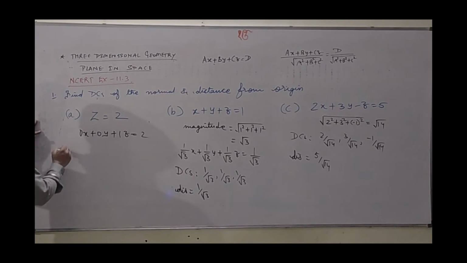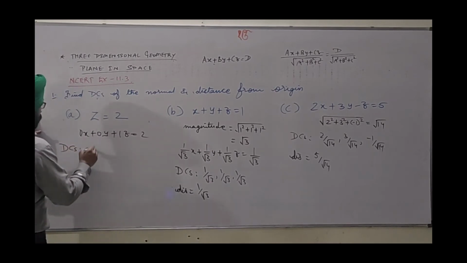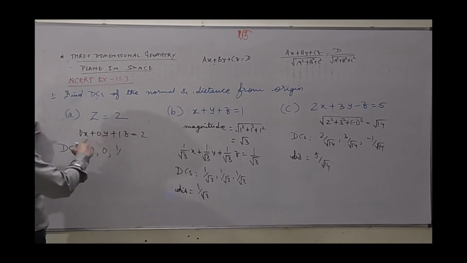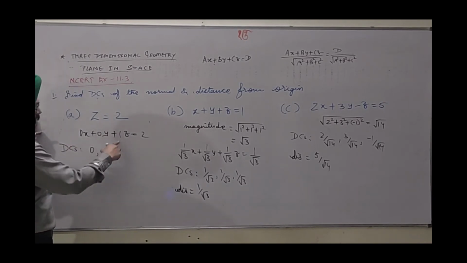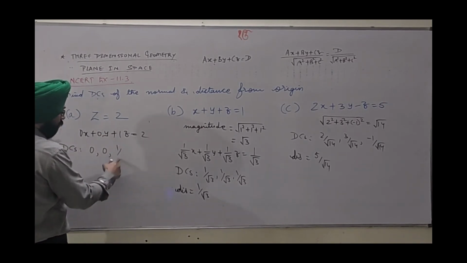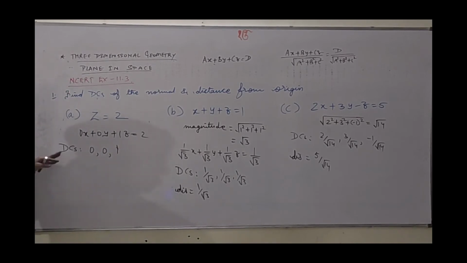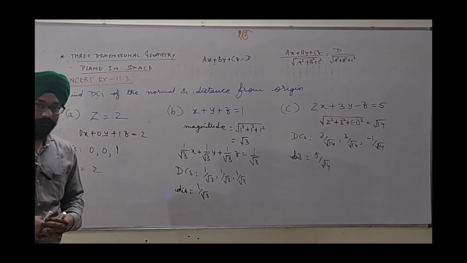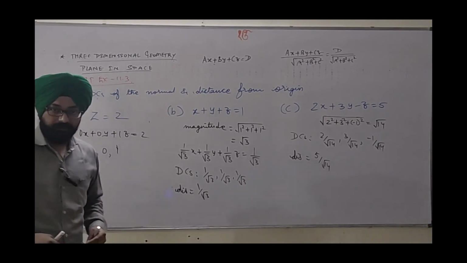So direction cosines are 0, 0 and 1 by, as we can see, under root 0 square plus 0 square plus 1 square will be 1. So 1 by 1, or you can say only 1. Similarly, as magnitude is 1, division by 1 does not affect. So distance from origin remains 2 upon 1, means 2. So this was the question, a good beginning I consider with normal form. I hope you read it. We'll see the next question now.